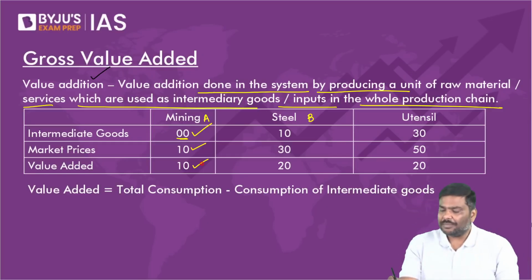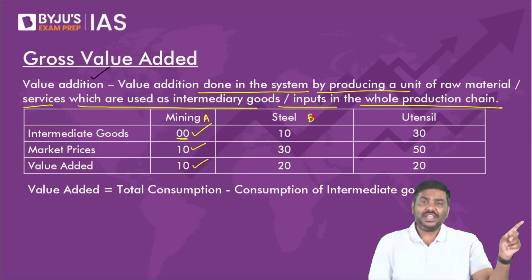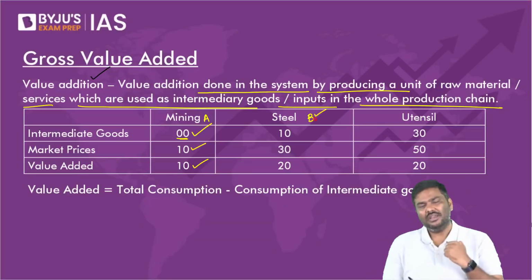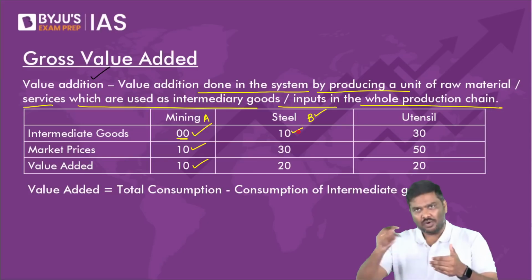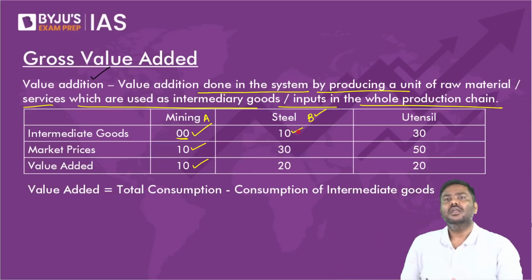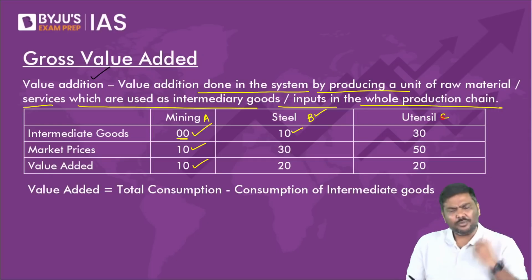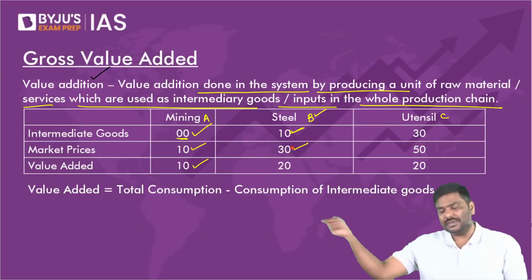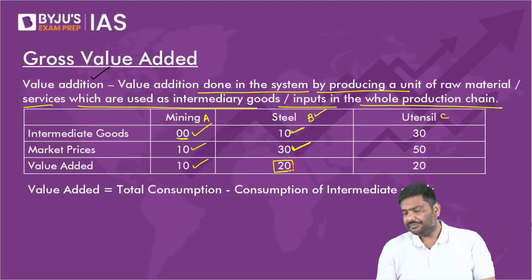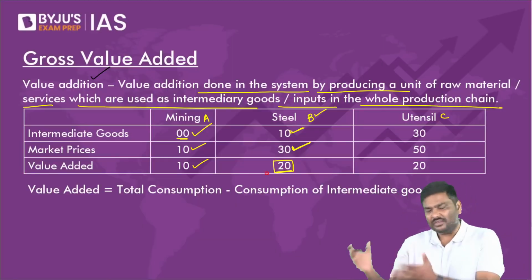Now, come to the company B. Company B has purchased raw material worth 10 rupee. So, intermediary good will be 10 rupee. They will process the iron ore, convert that into steel, sell it to company C. And they will sell it, let's say, at 30 rupees. So, value of raw material is 10 and the market price of the final good that they've sold to company C is 30 rupee. Now, can I say the value addition done by company B will be 20 rupees? Come to the example C here, or manufacturer C.